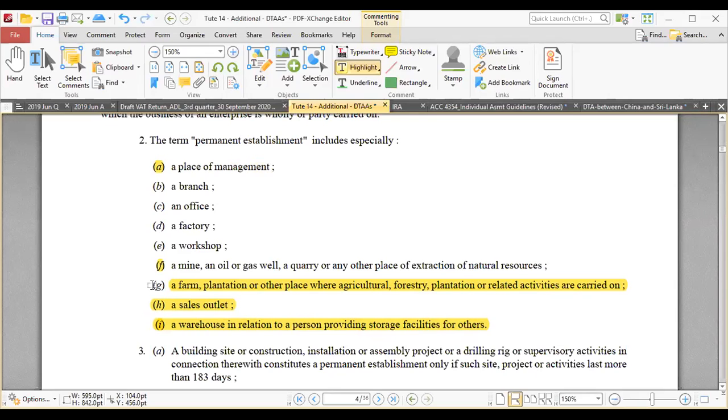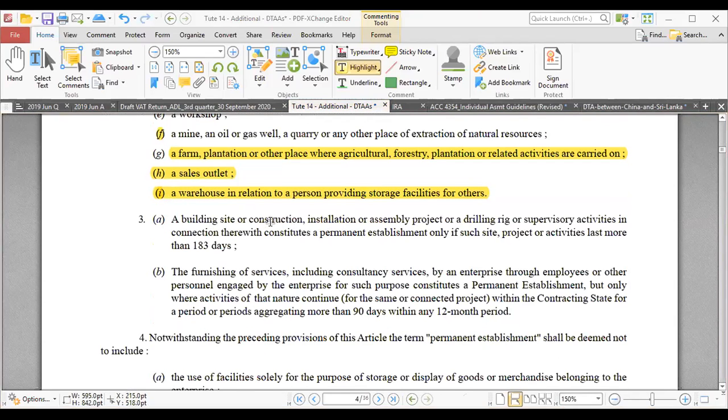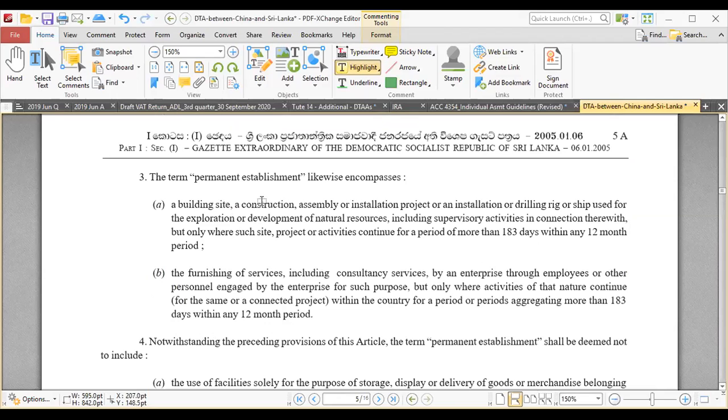If a PE is created in Sri Lanka, then we are going to tax in Sri Lanka. If a PE is there, then go to the next one, 3, building and construction PE, construction as installation as assembly project. Read that one: it says 180 days in the India DTA. When it goes to China, building, assembly, construction, installation project, it is also 180 days. Just compare those two with the IRA.